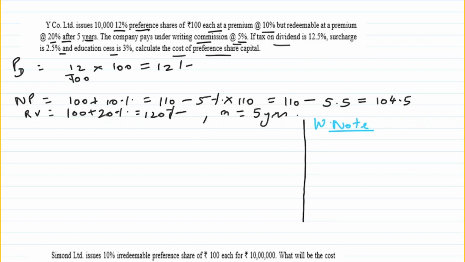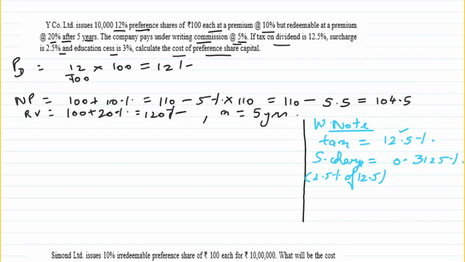Okay, how much is the tax? The tax on dividend is given as 12.5%, right? Now we are supposed to compute the surcharge. Now please remember, the surcharge is always computed on this amount, right? So in this case, surcharge will be how much? This will be 2.5% of 12.5, right? Hence the value of our surcharge will be 0.3125%.